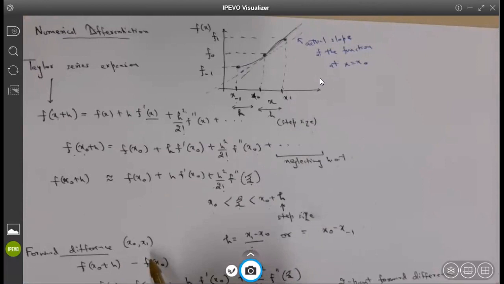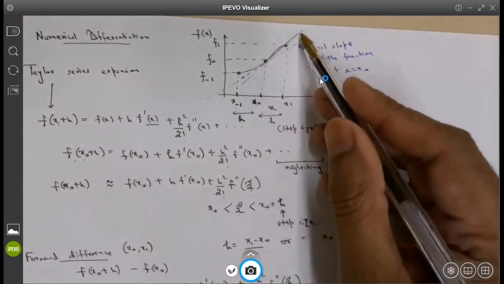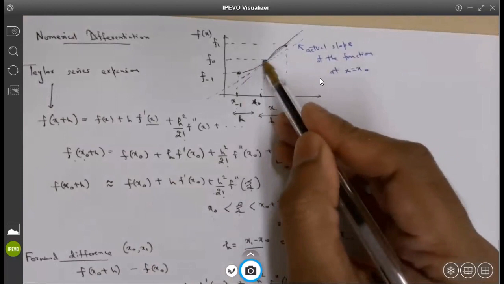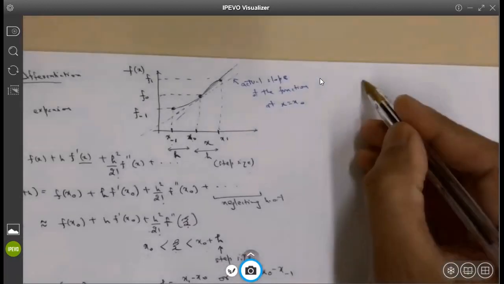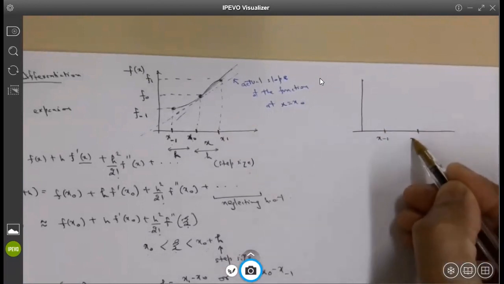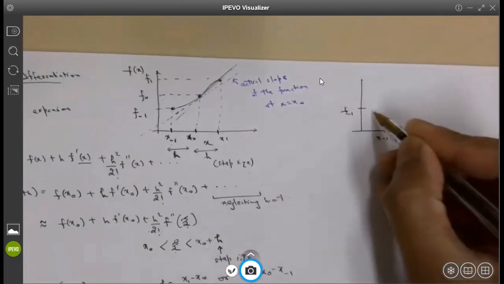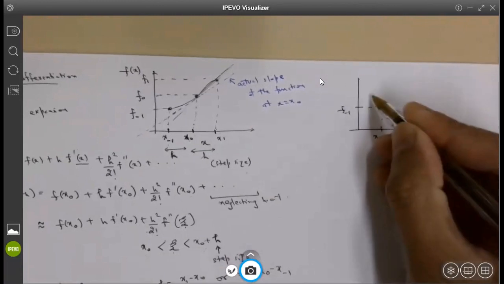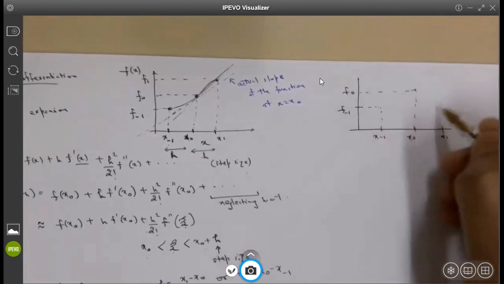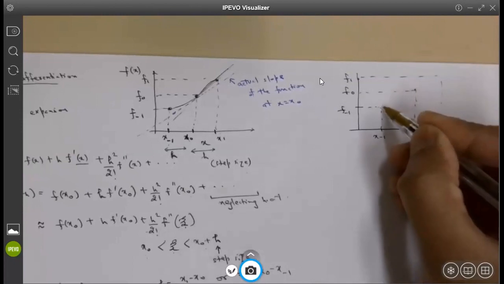Are you guys with me? Yeah. Now there is another way you can find the slope, which is not using these two data points, but these two data points. Let me draw that again here. So I have x minus 1, x naught, and x1, with f negative 1, f naught, and f1.